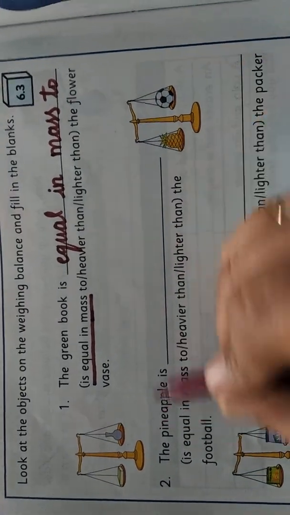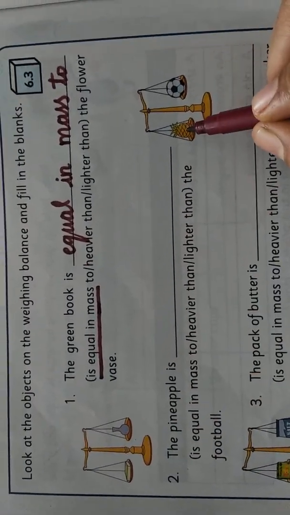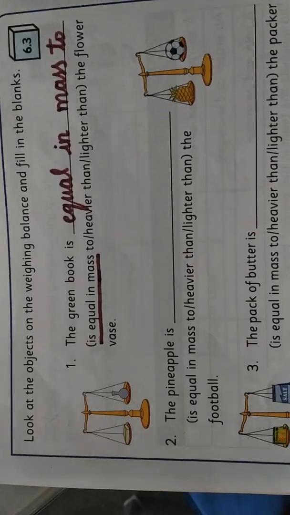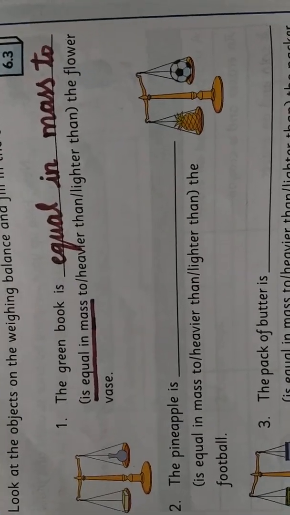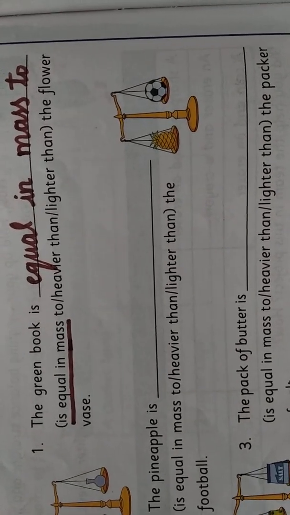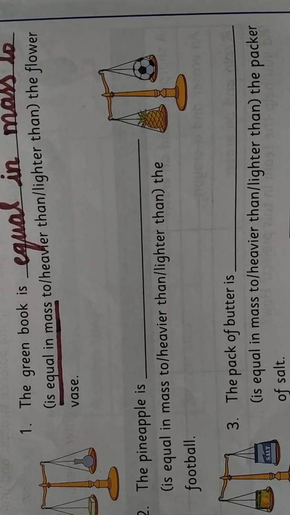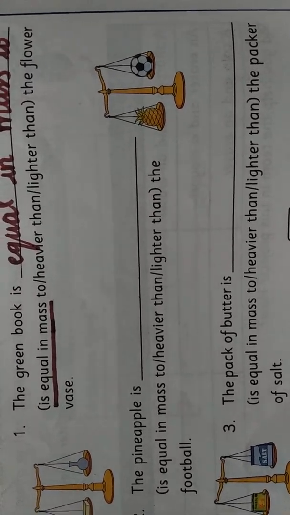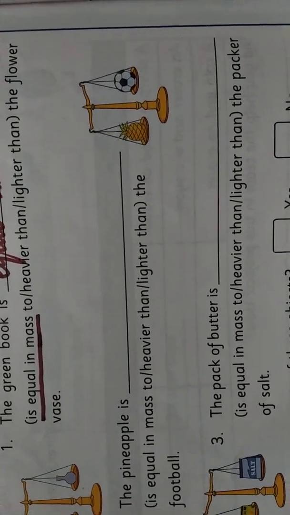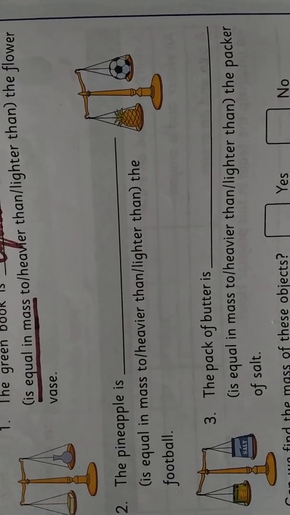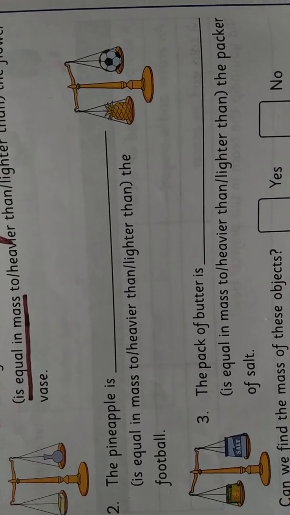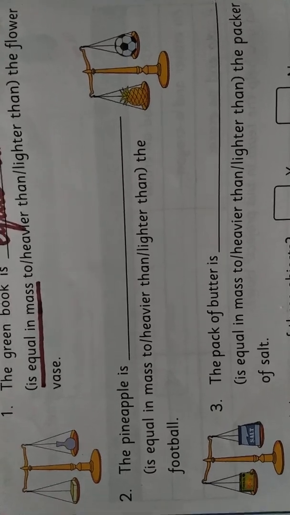Now see the second picture. The pineapple is in one plate, and in another plate they have kept a ball. In these two, which one is heavier, Kanna? Which side goes down? Heavier means that side goes down. Which side went down here? Yes, very good, the pineapple went down, so that is heavier. Which one is lighter? Very good, the ball is lighter and the pineapple is the heavier one.